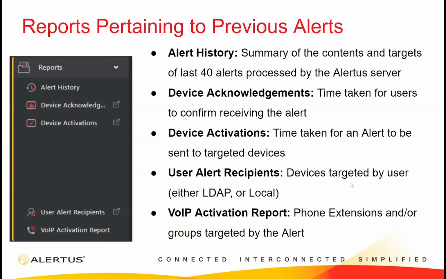And last but not least in this section is going to be VoIP activation reports. This is your phone extensions or whatever other means you are targeting phones for voice over IP, usually using Cisco or Avaya or another vendor, to be able to use those hardware endpoints. So let's take a closer look.